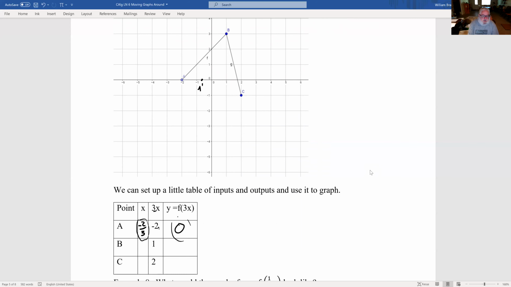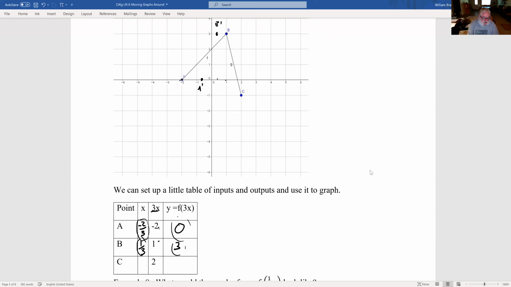Right? So if we take a prime, which is -2/3, you multiply it by 3, that takes it out to -2, and then you plug into the function, that gives you out the 0. So that's that point. Again, if 3x is 1, then we know that the output from the function is 3. But if 3x is 1, what's x? That means 1/3. So we're going to plot the point (1/3, 3). 1/3 is about here, so that's there. And that's going to be our new b prime.